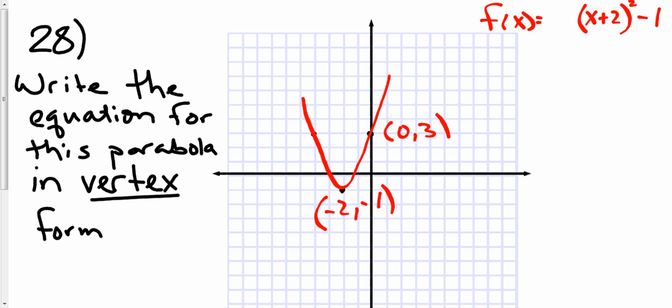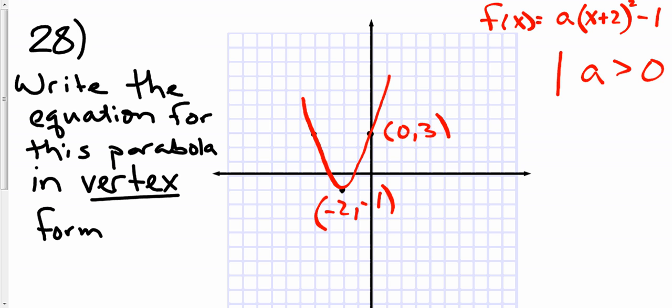But do I know if there's a vertical stretch or a vertical shrink? No, I don't. Okay? So I got some a in front where a is not greater than or equal to, just greater than 0.